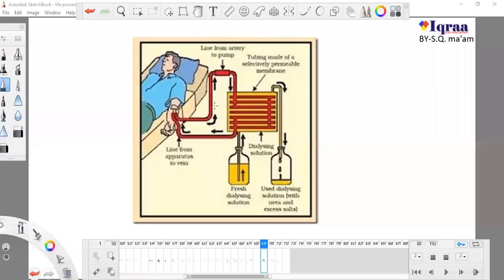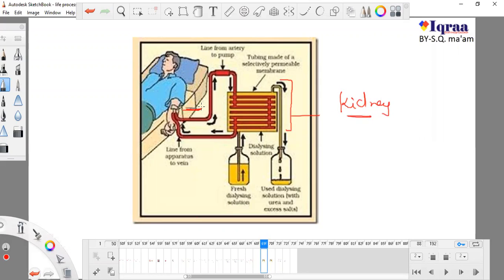These are known as artificial kidneys, used by people who have very weak, less functional kidneys. You can see how blood is taken out from the body. This machine actually works as a kidney.